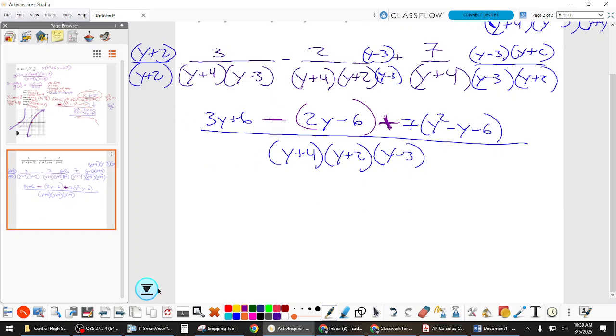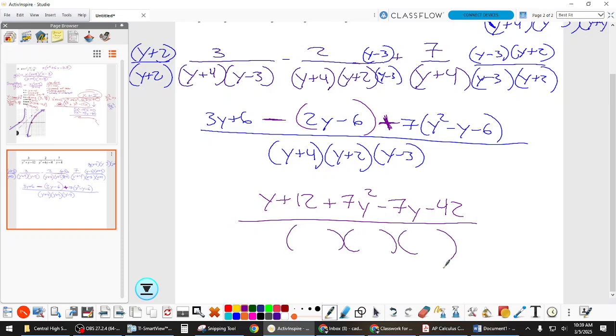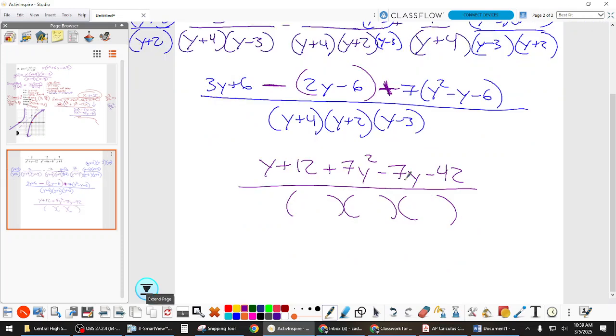The denominator will just tag along. For example, 3y minus 2y, that's just y. 6 plus 6 is 12. So right now I have y plus 12. Let's go deal with that side. Plus 7y squared minus 7y minus 42. Denominator's the same. Just leave it. What else can we do here? Well, y minus 7y is negative 6y. So I'll just start writing negative 6y. 12 minus 42 is negative 30. And then we have this 7y squared.